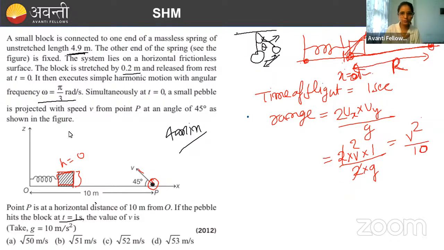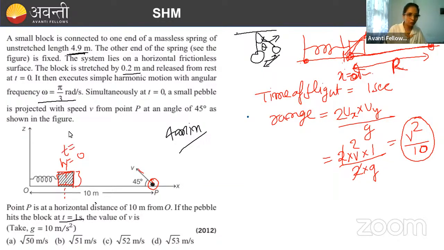Okay, so this is my range. This much distance it has covered. Now if it has covered this much, the range will be this much. Yes, done. So this much distance it has covered, v square by 10. Now what will happen at t equal to 1 second? Where will be my particle? That I need to calculate now.